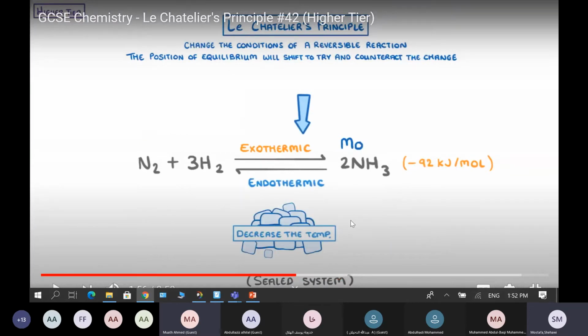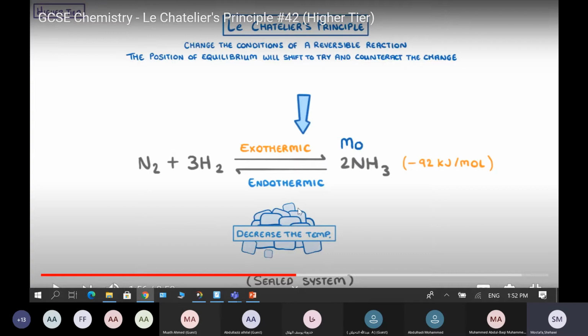Yes. Again, the reaction will be activated in the direction that counteracts my change. My change, if I put it in a cold bath, in a cold medium, this cold medium will take energy out of the system. So I want to add more energy. Which direction will add more energy? Exothermic or endothermic? I'm taking energy from the system.